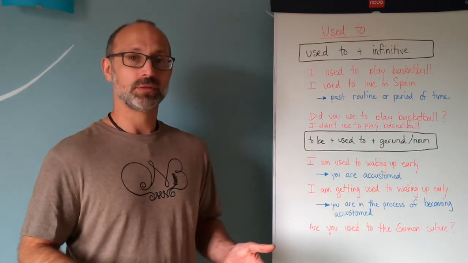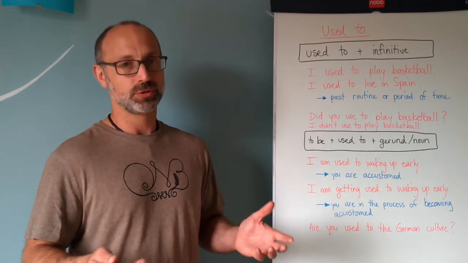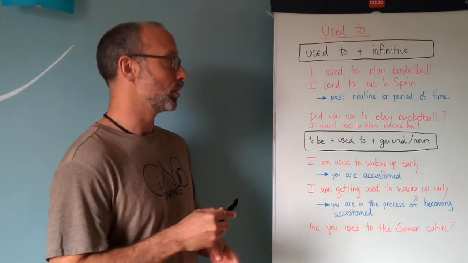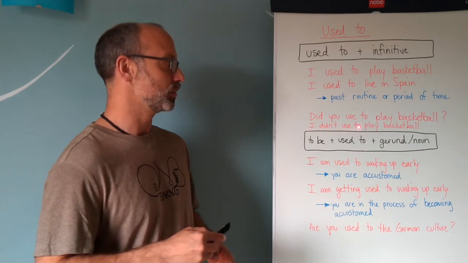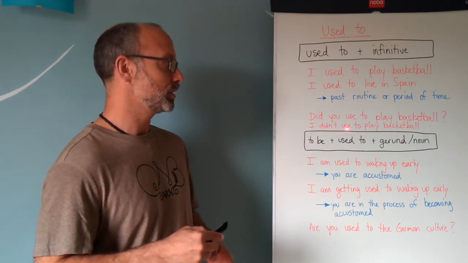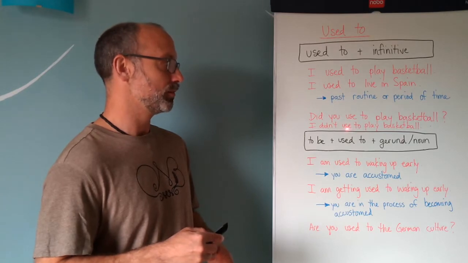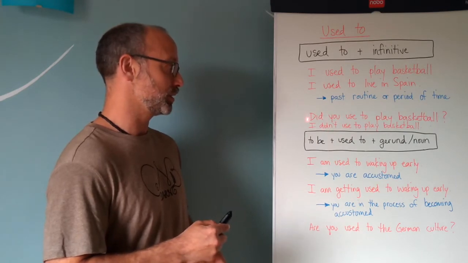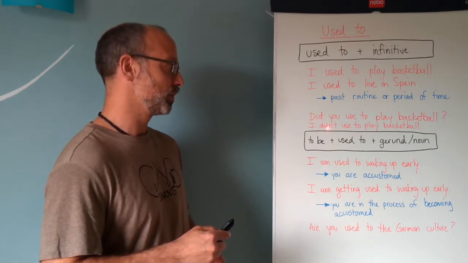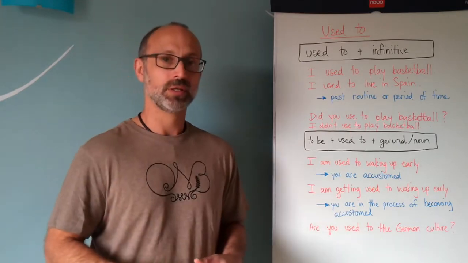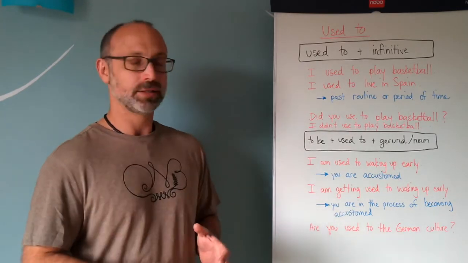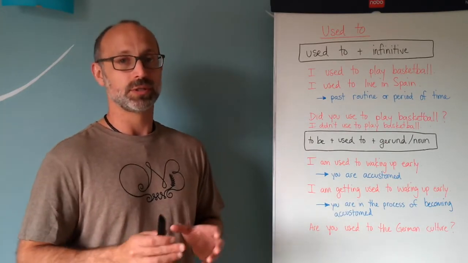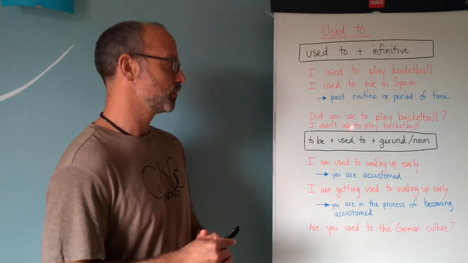If I ask you this question, you have two possible answers. One, yes, I used to play basketball, or no, I didn't used to play basketball. As you can see here, just like the question, we have use without the D, and just like the question, it's because we have this auxiliary verb here. So that's just something that you should be careful with. When we use questions or negative sentences, since we have the auxiliary verb, use is unconjugated, with no D.